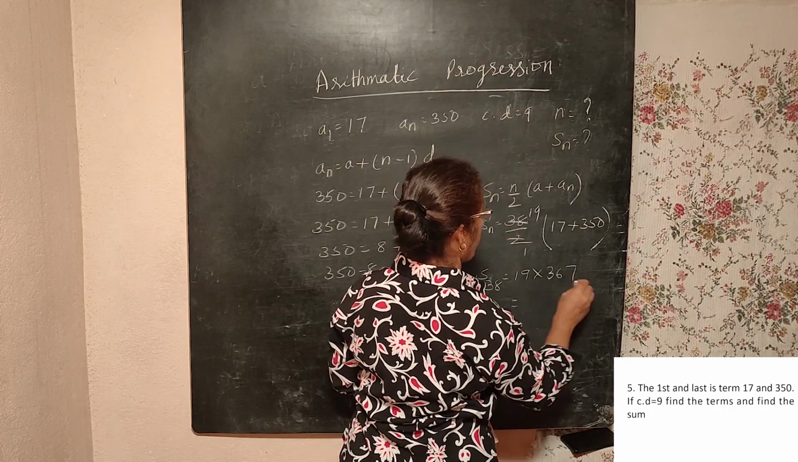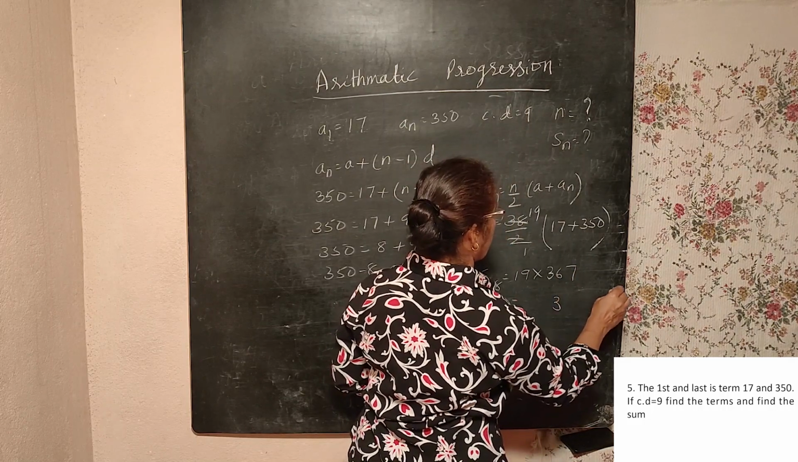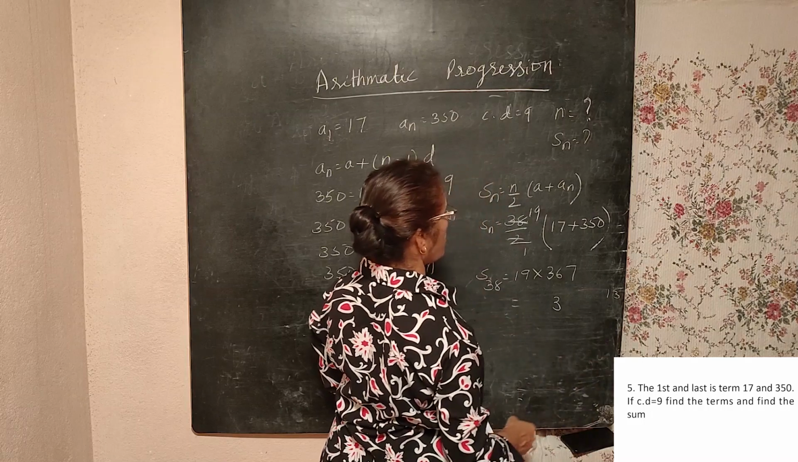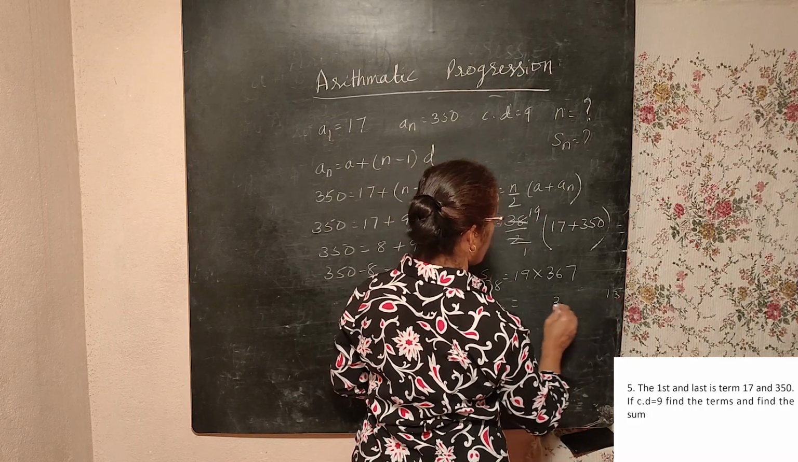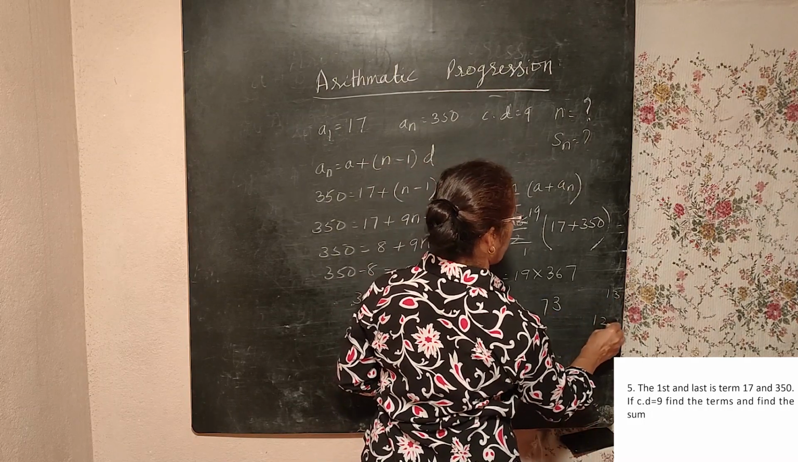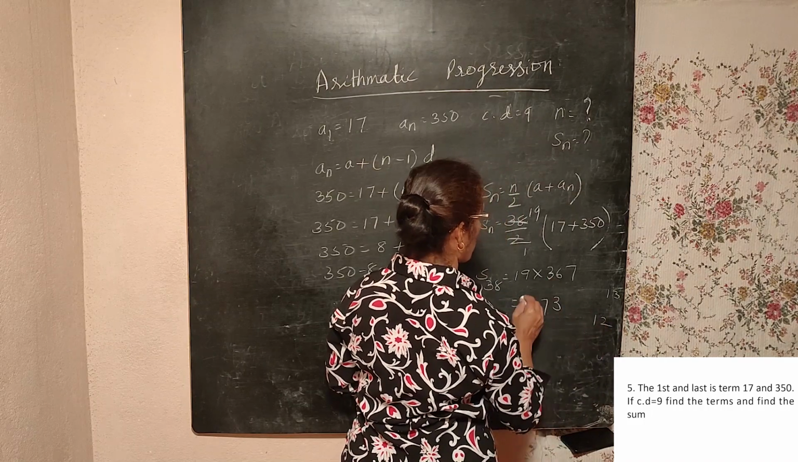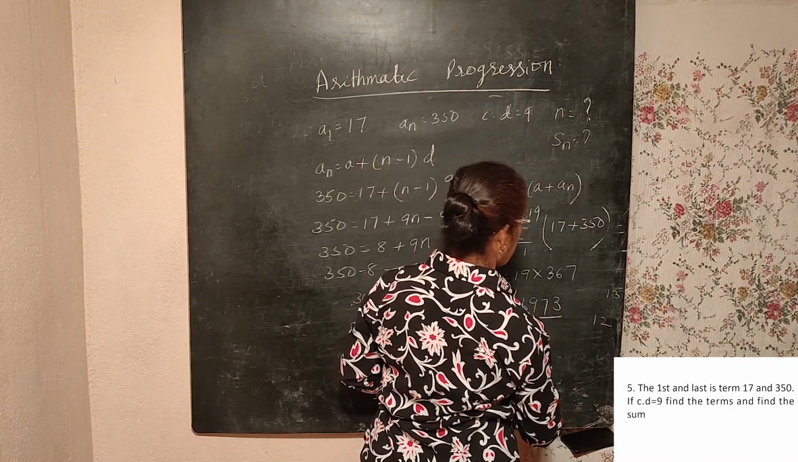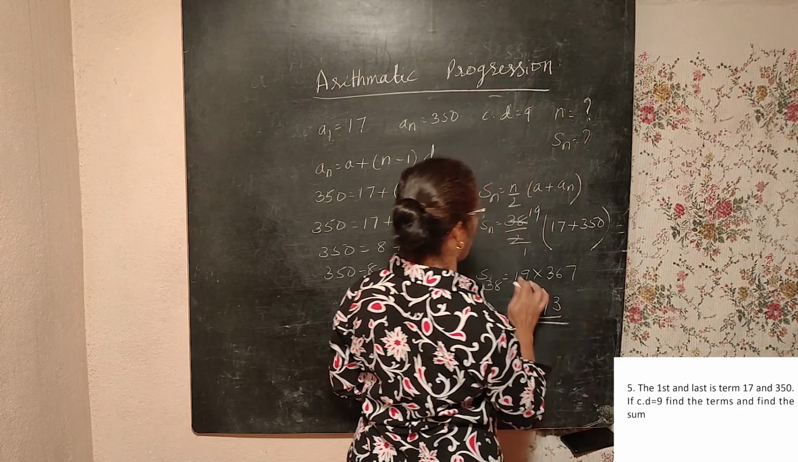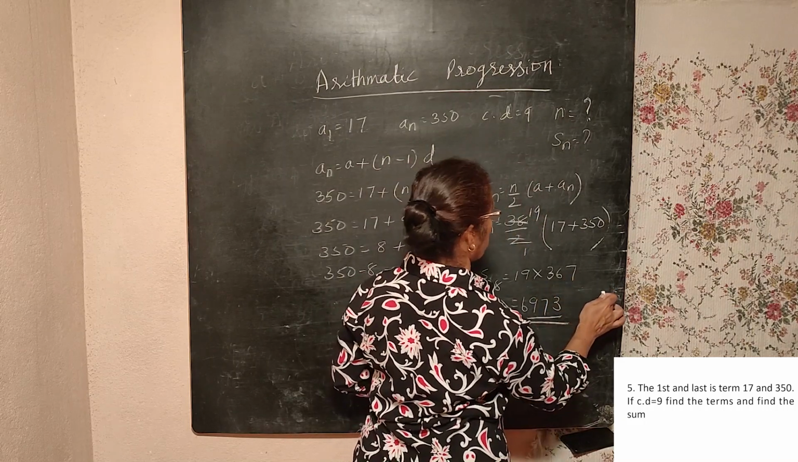19 sevens are 133, carry 13. 19 sixes are 114 plus 13, 127, carry 12. 19 threes are 57 plus 12, 69. So it is 6,973. Let us verify.